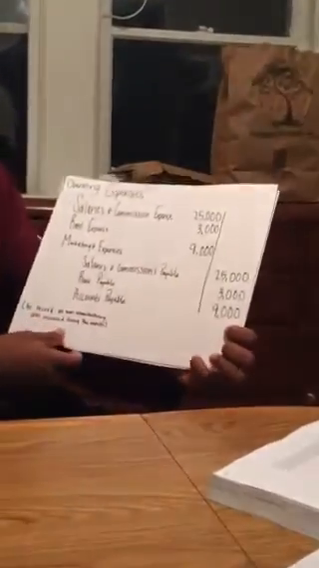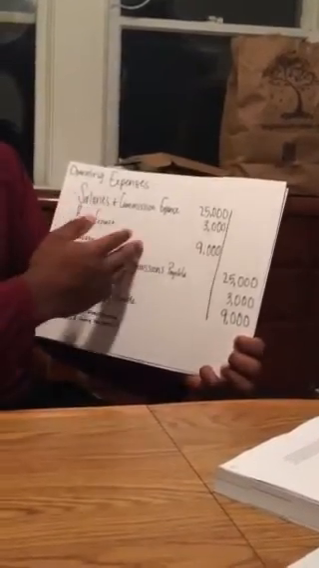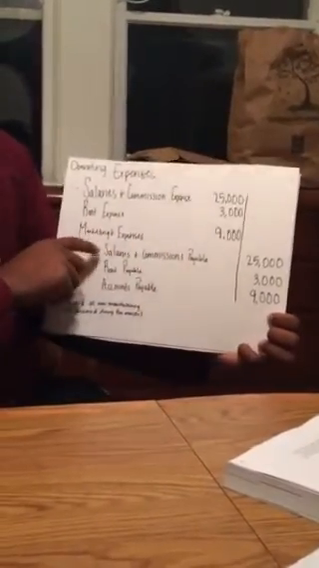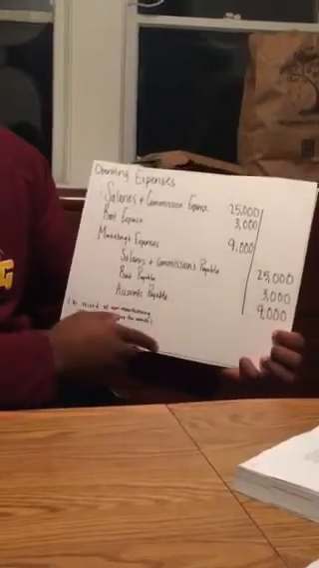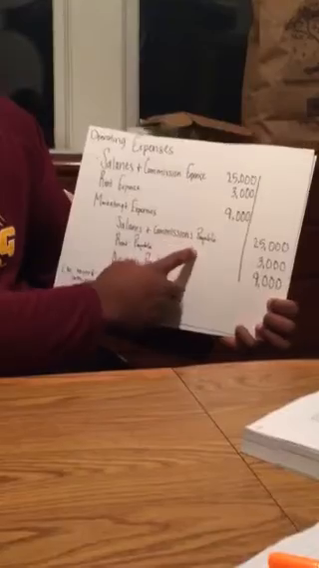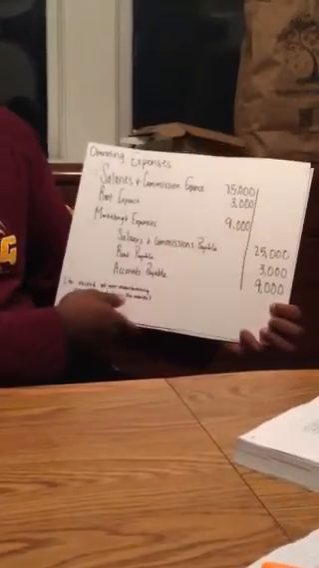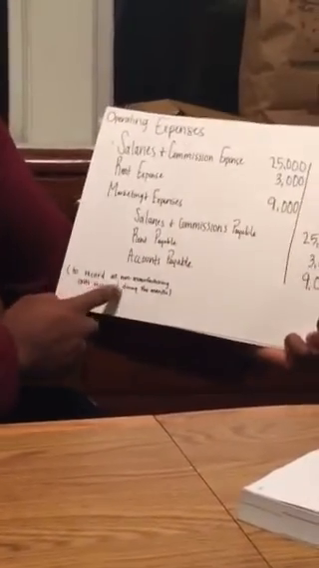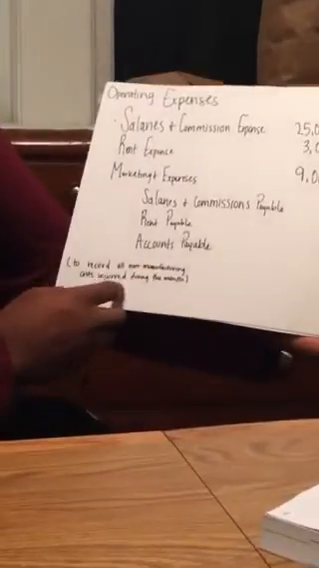Here we have the operating expenses. You have your sales and commissions expense, your rent expense, and your marketing expenses. Under that, you have to write for the other side the sales and commissions payable, rent payable, and accounts payable. And this is to record all the non-manufacturing costs incurred during the month.